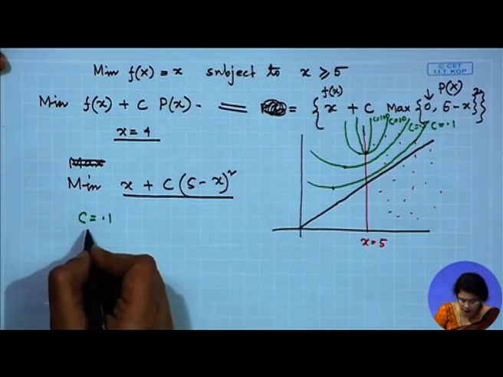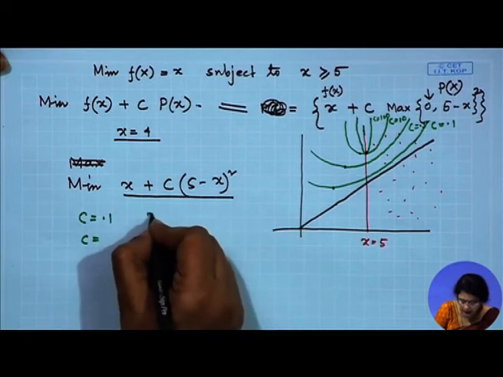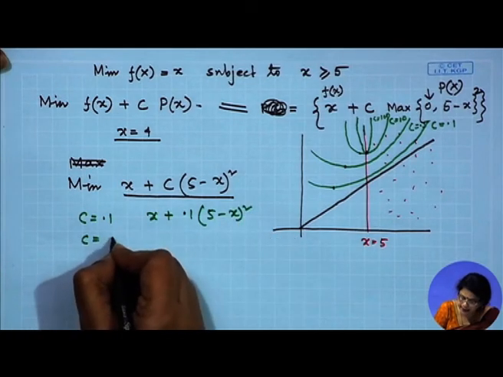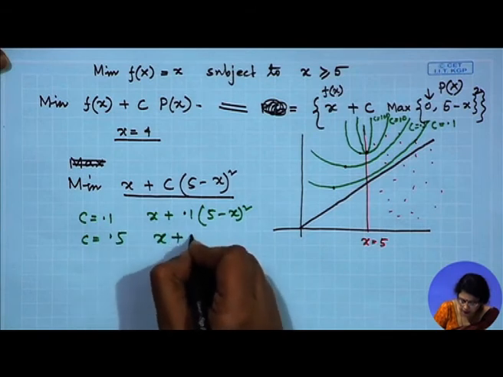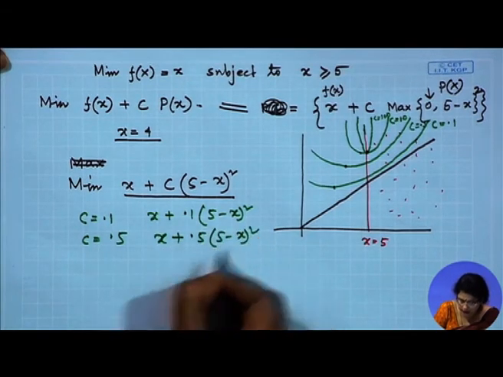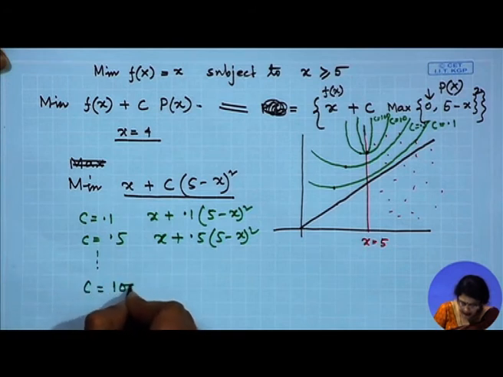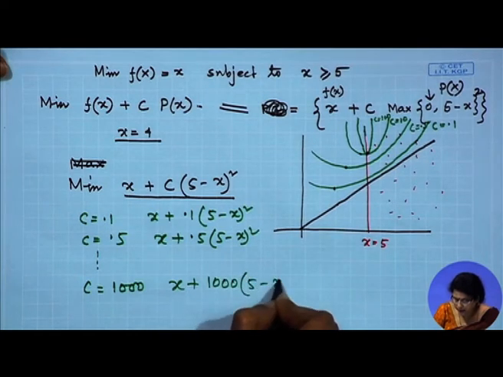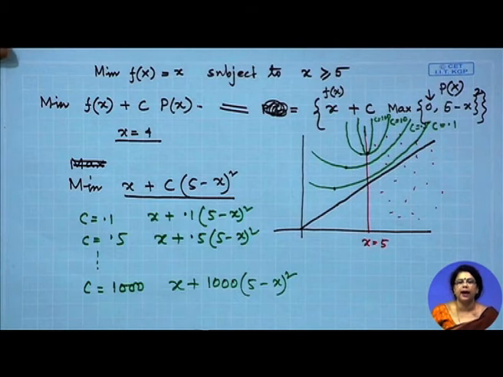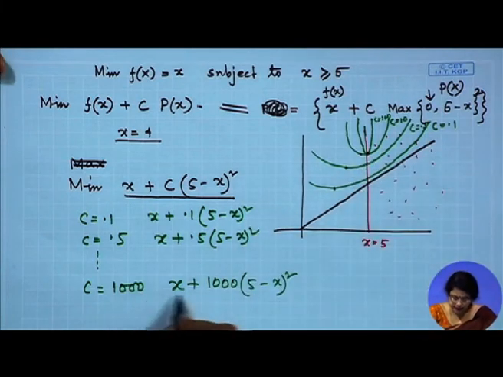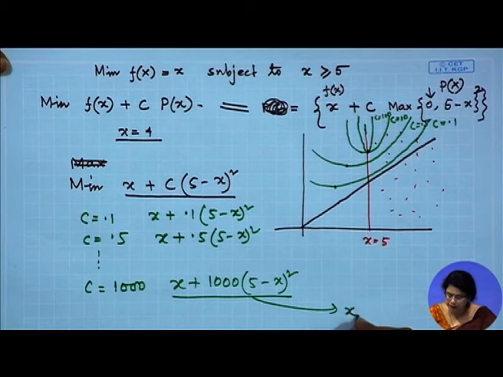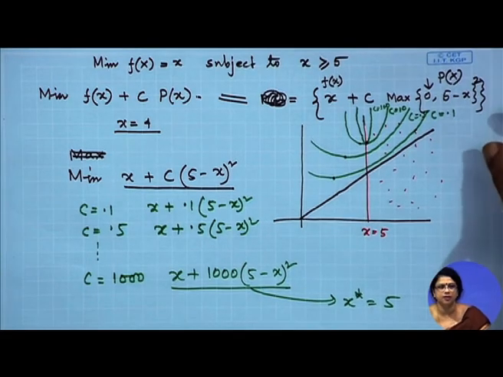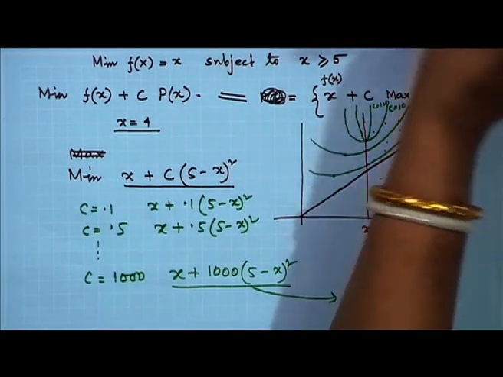We can find out for different values of c the function like this: 0.1 (5 minus x) square. For c is equal to 0.5, the function would be 0.5 (5 minus x) square. As the value of c goes to 1000, we will see the function will be x plus 1000 (5 minus x) square, alright. And we will see that this minimum will approach to the minimum, which is equal to 5. That is the beauty of the process. Okay. Let us consider the penalty function in another way.